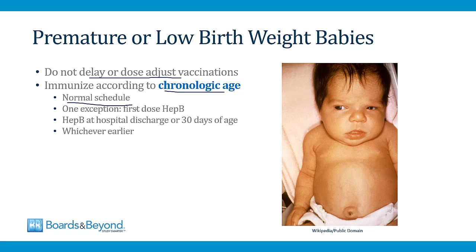The only exception is the first dose of hepatitis B. As we've discussed, that's normally given in the hospital at the time of birth. In premature babies, it's delayed until hospital discharge or 30 days of age, whichever is earlier. But outside of this one small exception, babies who are premature get the normal schedule of vaccinations. And that concludes our module on vaccinations.